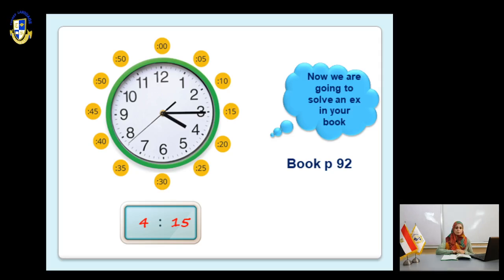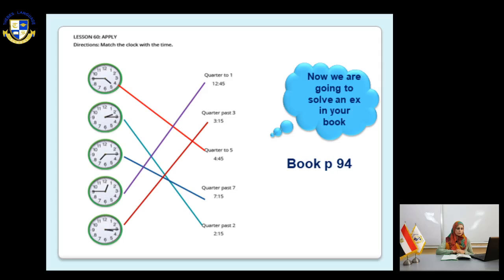And finally, from your book, page 94, some examples from the book. You have 5 clocks written and 5 shapes of clocks. You have to match the right one. The first one will be quarter to 5, which means 4:45. The second one will be quarter past 2, which means 2:15. The third one will be quarter past 7, 7:15. The fourth one will be quarter to 1, 12:45. And the last one will be quarter past 3, that means 3:15.